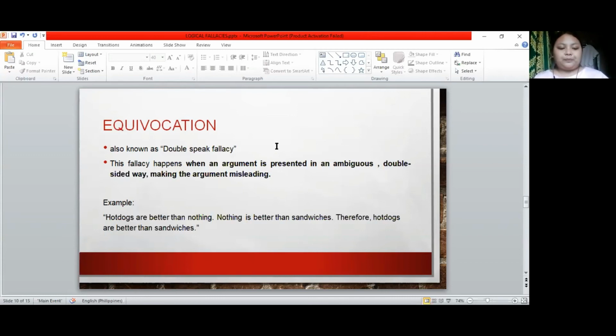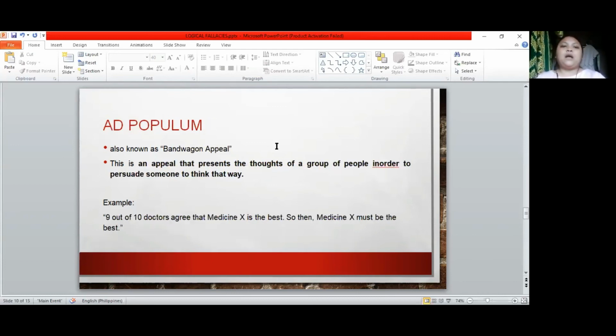Alright, so class, I want you to note that it is very important to precisely define your words and to be consistent in their usage, right? So that you avoid ambiguous and double-sided meaning of the argument. So let's proceed with the next fallacy, which is ad populum. This is also known as bandwagon appeal.